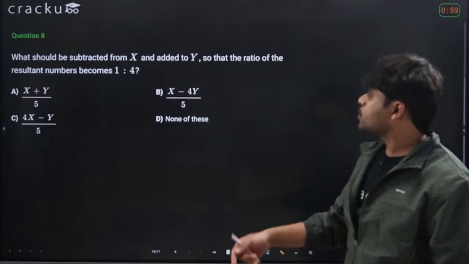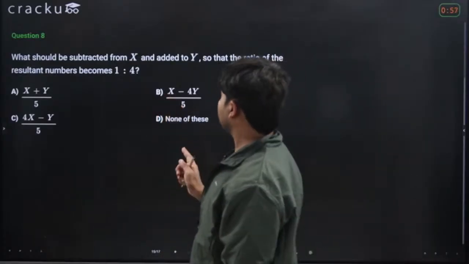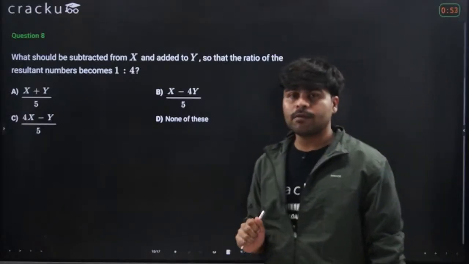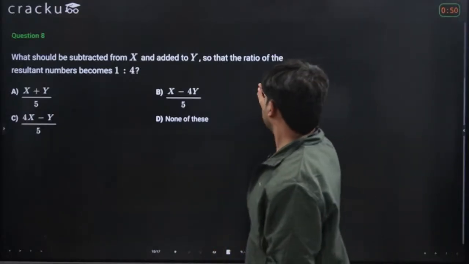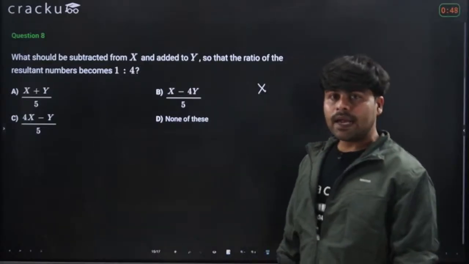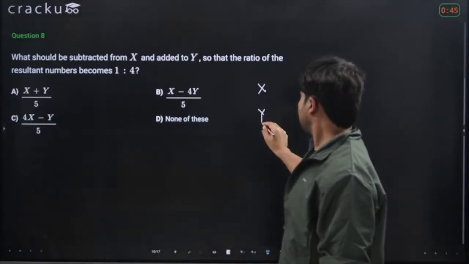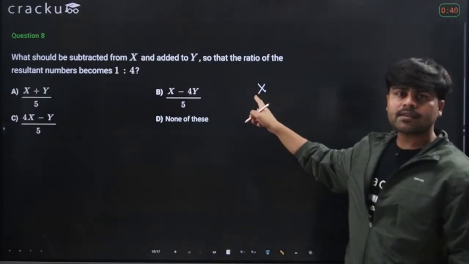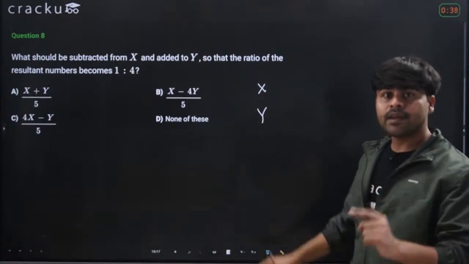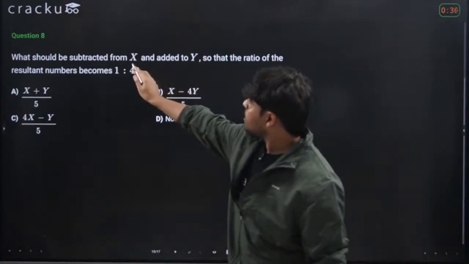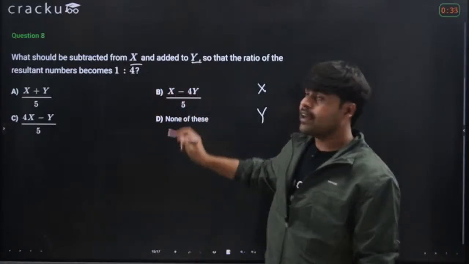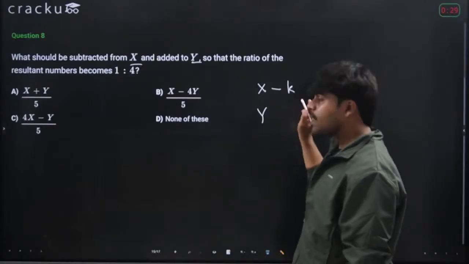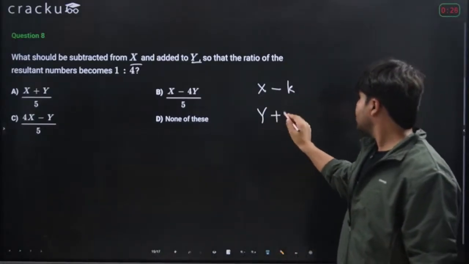So let's discuss the solution for this. What should be subtracted from x and added to y so that the ratio of the resultant numbers becomes 1:4? So there's a number x and there's a number y. We are subtracting something from x and adding the same thing to y. Let's take k. We are subtracting it from x but we are adding it to y.